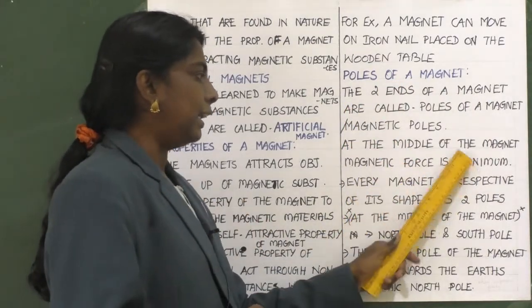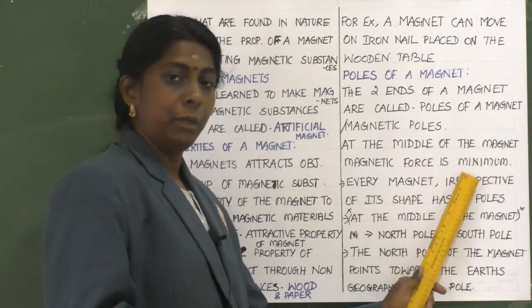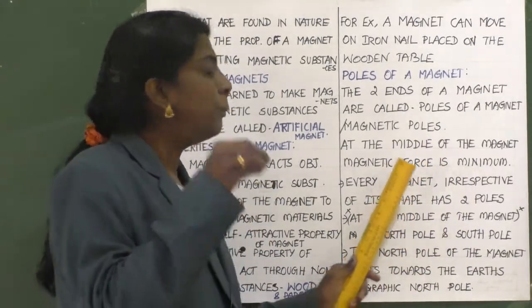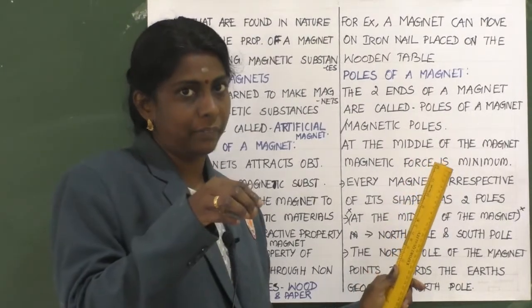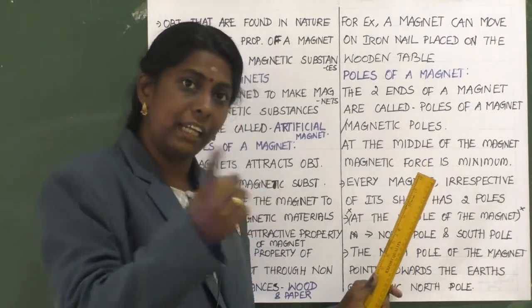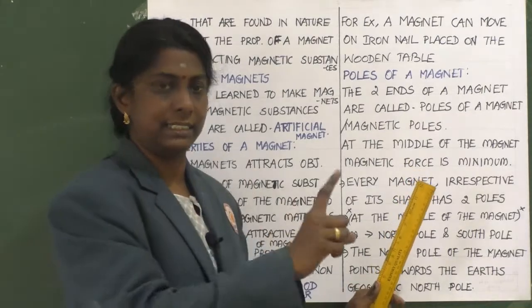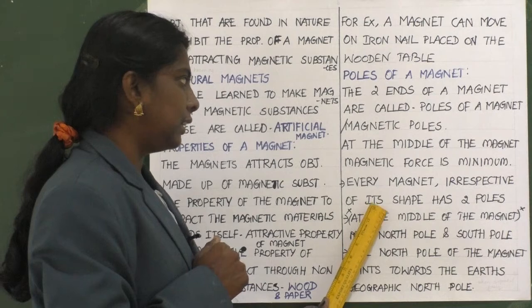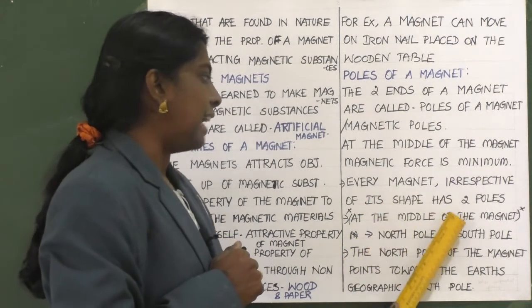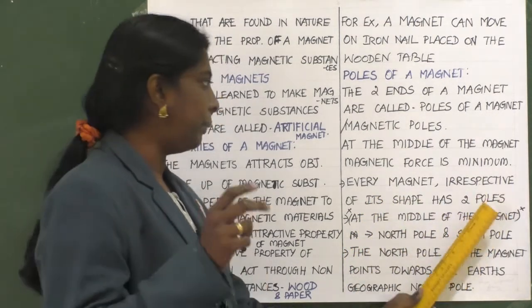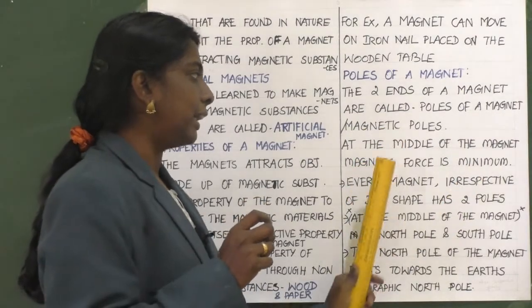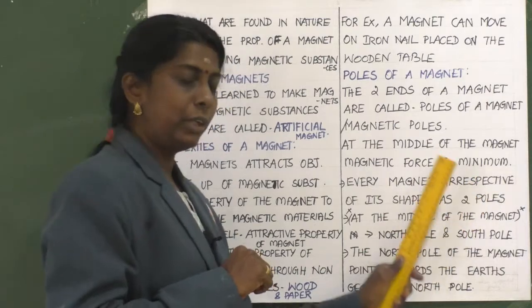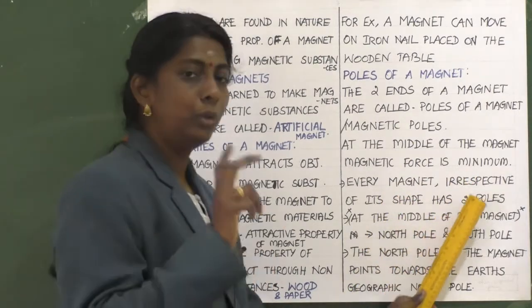At the middle of the magnet, magnetic force is minimum. Usually in a magnet, the middle part has minimum magnetic force. So, it will be maximum at the poles or at the terminals. Every magnet irrespective of its shape has two poles.